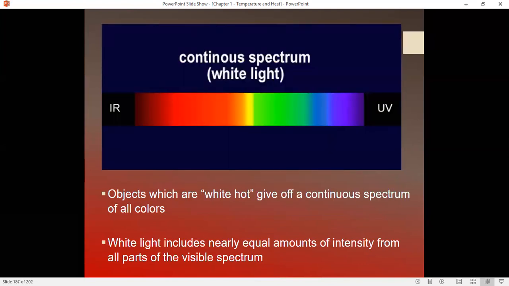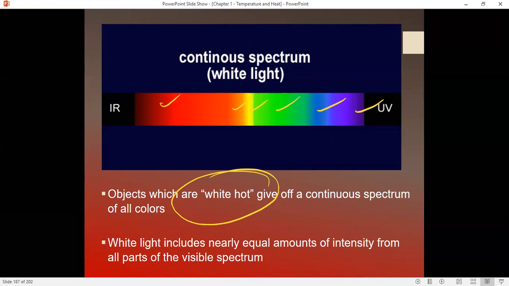Now, if you've ever heard the term white hot, that is an object that's about the temperature of the sun that's giving off all colors of the spectrum. White is all colors. It's red, it's orange, it's yellow, it's green, blue, and violet. It's all colors of the spectrum.